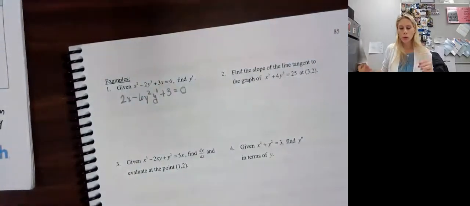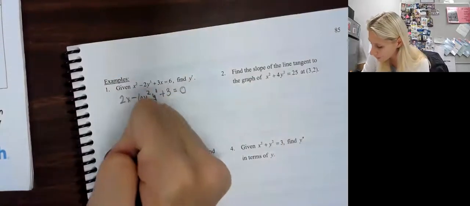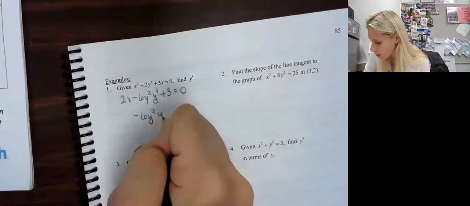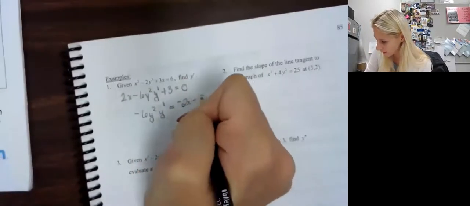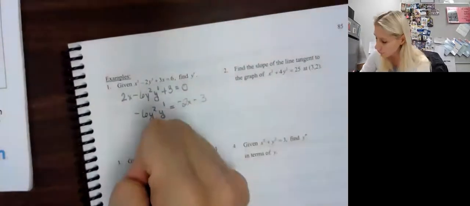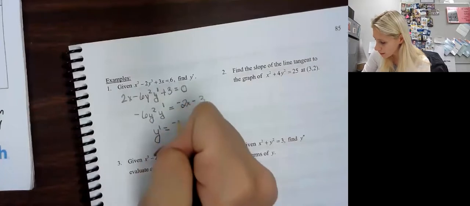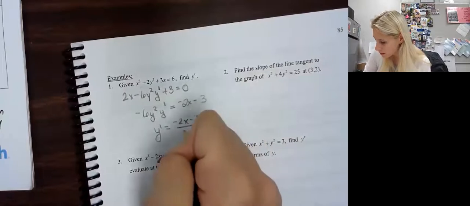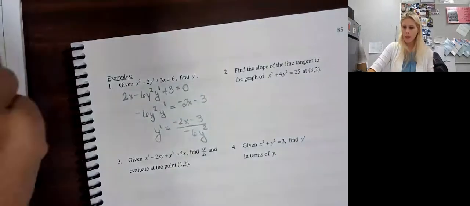Now I'm going to solve for y prime. So let's get everything over without y. We're left with negative 6y squared y prime equals negative 2x minus 3. Now to get y prime by itself, we divide both sides by the negative 6y squared. And we are done.